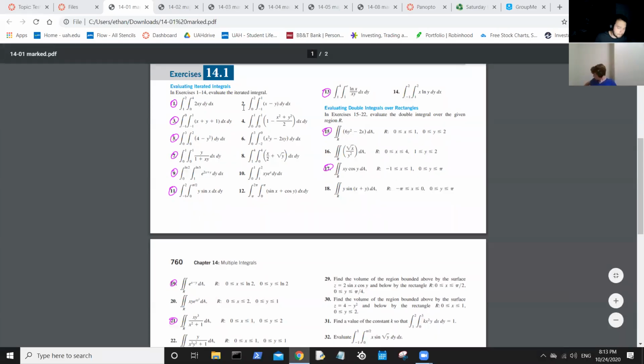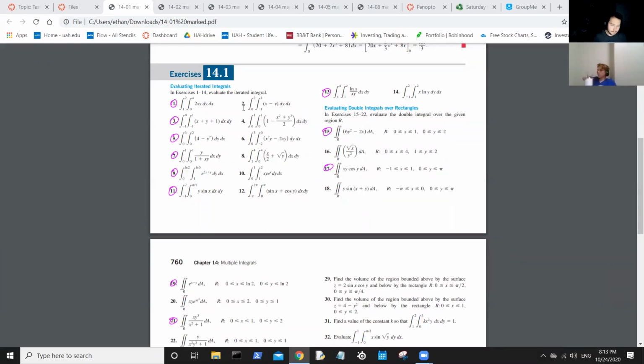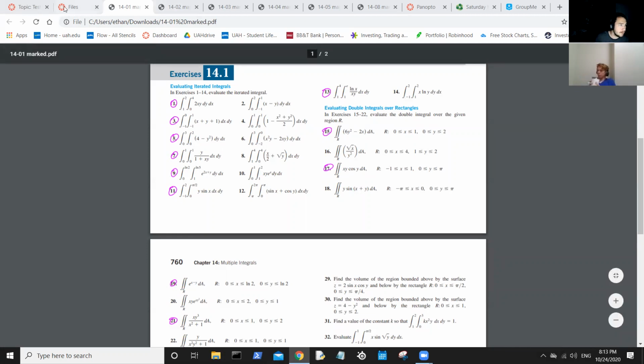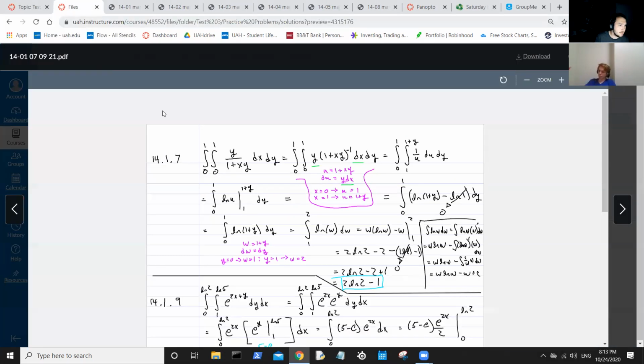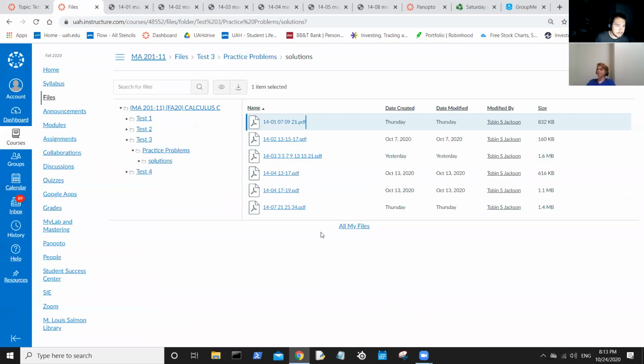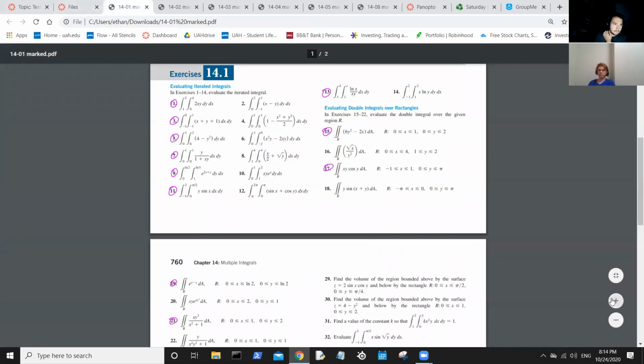Cool. All right. So this is the first chapter, but I'm going to close his solution set for now. He has the numbers of the ones he has solutions for, so we'll work off of those.